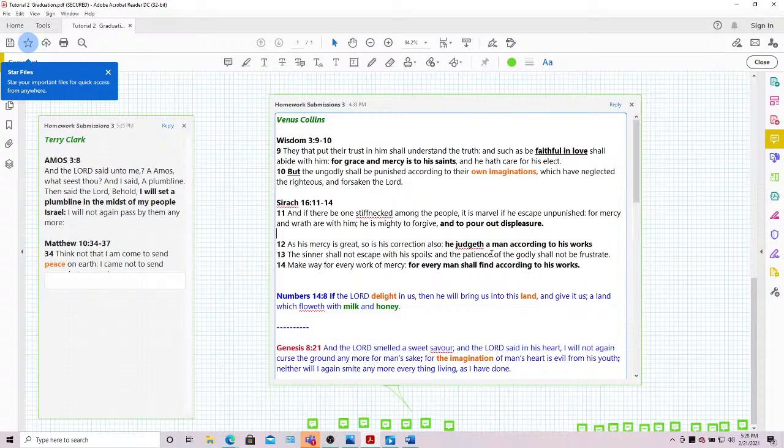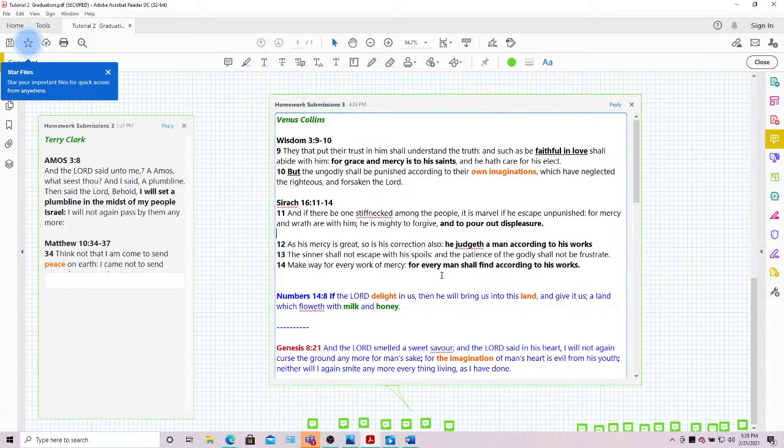"He judges a man according to his works." This is important because it's telling you he judges a man according to his works. You can't pin your judgment and the whole sake of your eternity on Yahweh shot a man. You're going to be judged according to your works. "The sinner shall not escape with his spoils, and the patience of the godly shall not be frustrated. So make way for every work of mercy, for every man shall find according to his works."